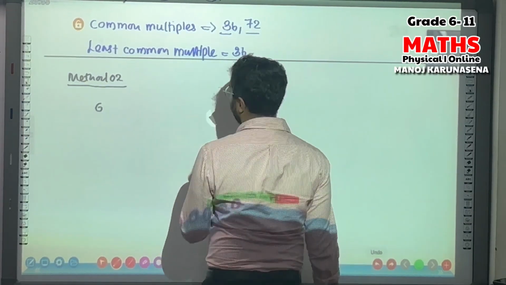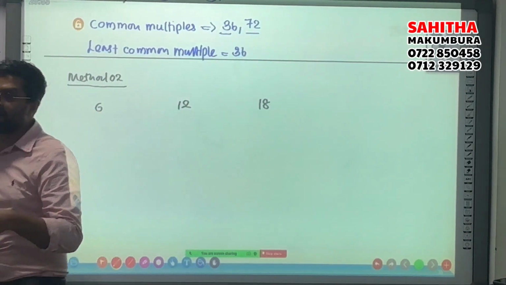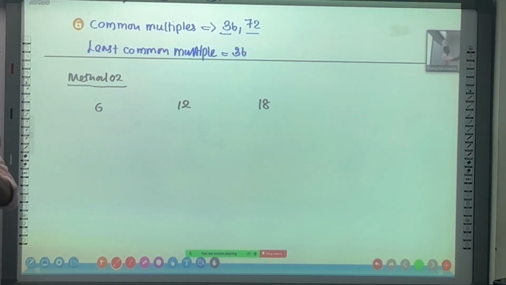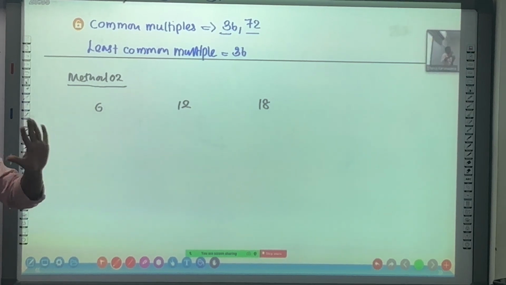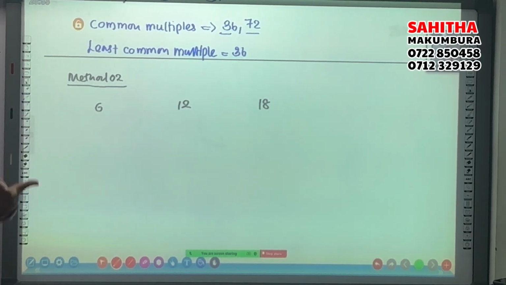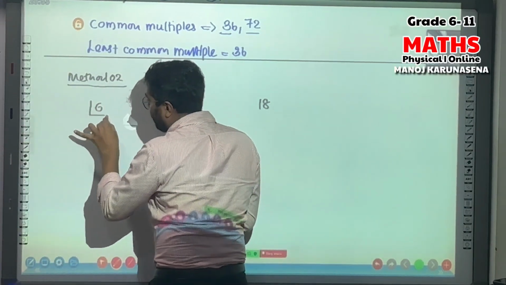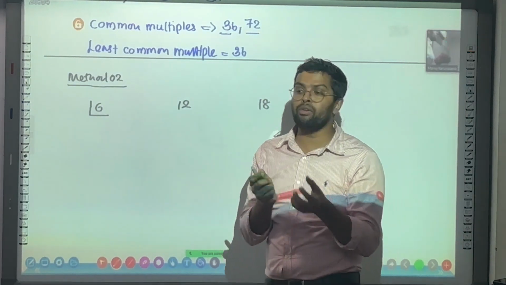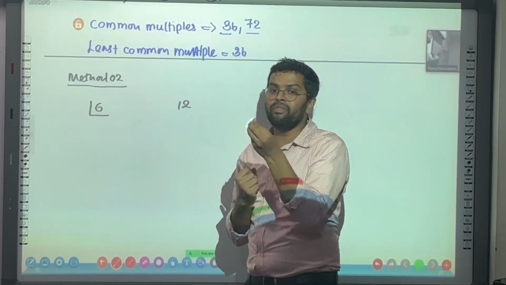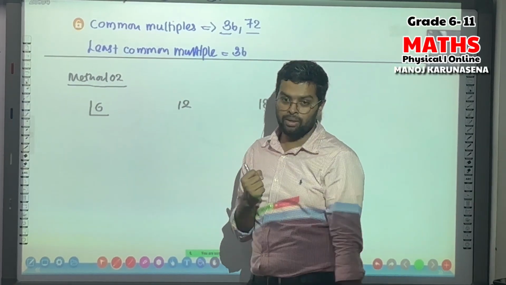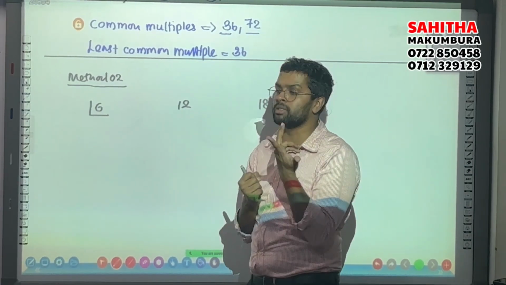6, 12 and 18. Now I want to write each and every number as a product of its prime factors. In order to write number 6 as a product of its prime factors, what we have to do is start dividing this number 6 from the smallest prime number by which it is divisible. So what is the smallest prime factor you can consider in order to divide number 6?